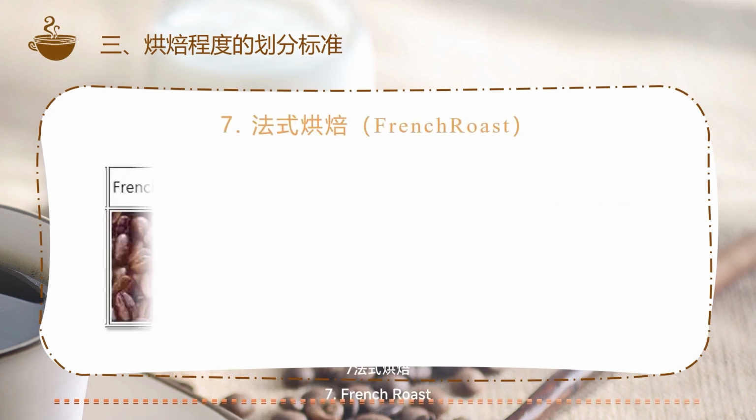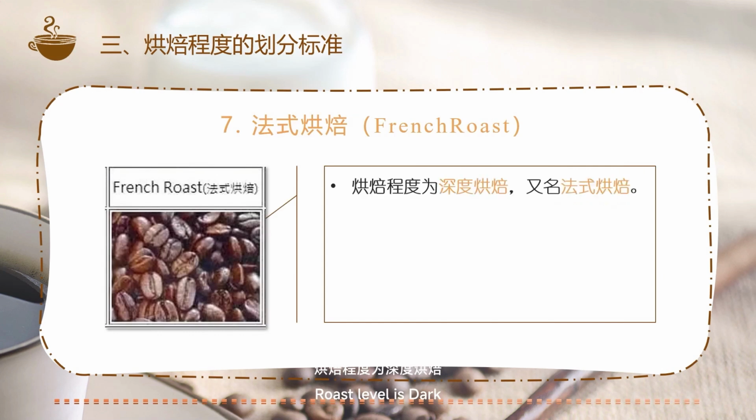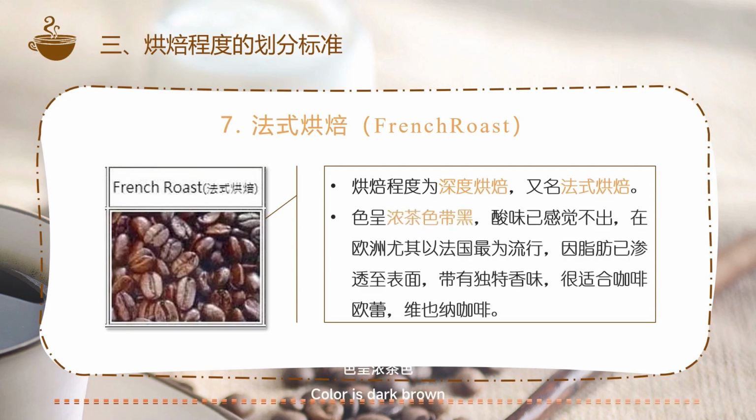7. French roast. Roast level is dark, also known as French roast, also called French or European roast. Belongs to dark roast. Color is dark brown, tending black. Sourness is no longer perceptible. Most popular in Europe, especially France. As oils have seeped to the surface, possesses a unique aroma, well suited for café au lait, Viennese coffee.